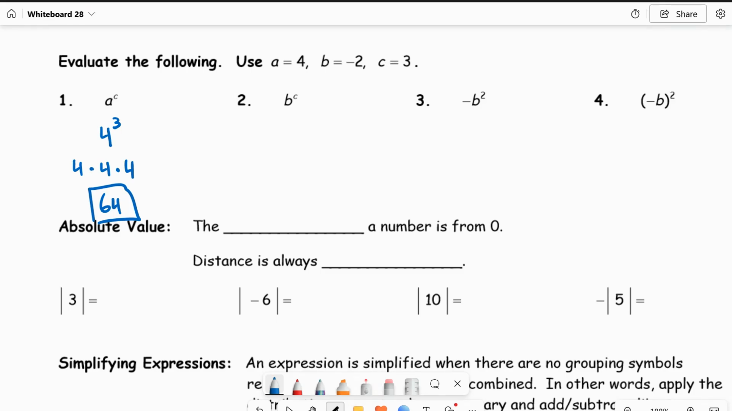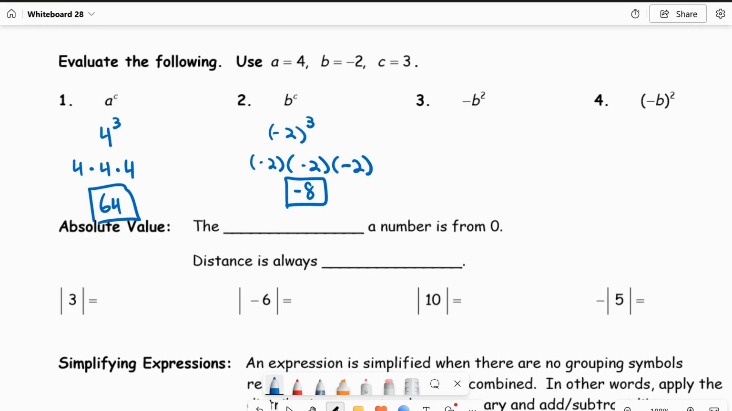B to the c power would be negative 2 to the third power. Make sure when you're substituting in for variables, when they are negative, that you add parentheses around your substitution. This expanded would be negative 2 times negative 2 times negative 2, which just equals negative 8. Okay, why don't you guys try 3 and 4 on your own, and we'll do those together in class.